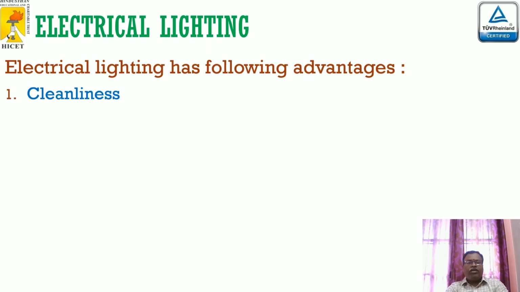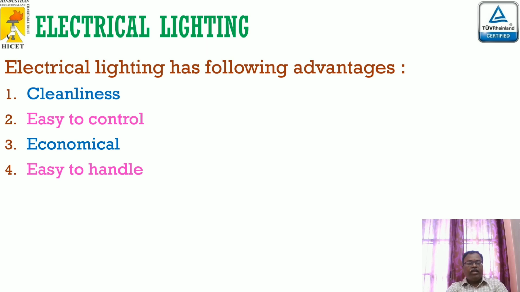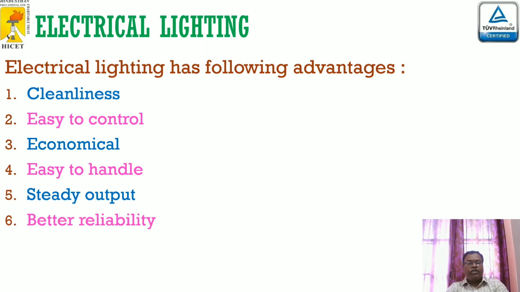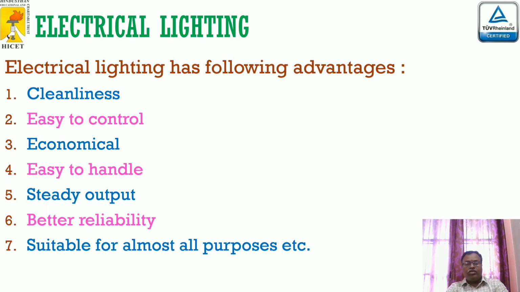And what are the advantages of electrical lighting? First, very important, it is clean. Second, it is easy to control, and third, it is very economic. Nowadays CFLs have much improved into LED concepts, so it is cheaper, easier to handle, easier to control, and it gives a steady output. There is no irritation to our eyes, it gives better reliability, and it is suitable for almost all purposes.